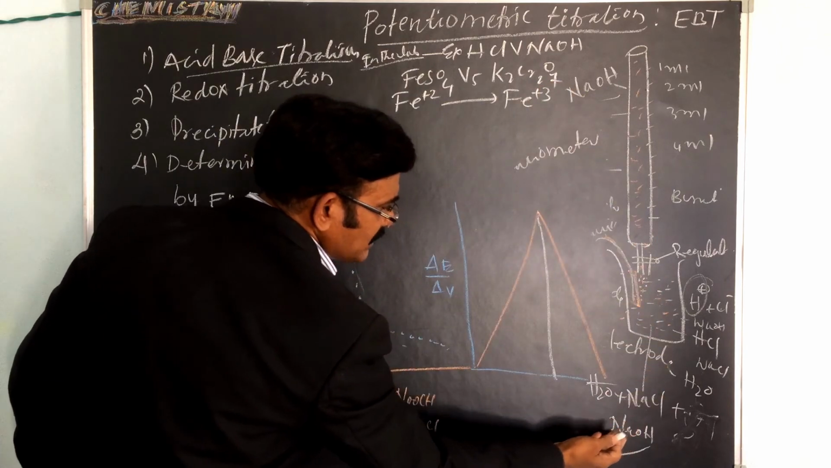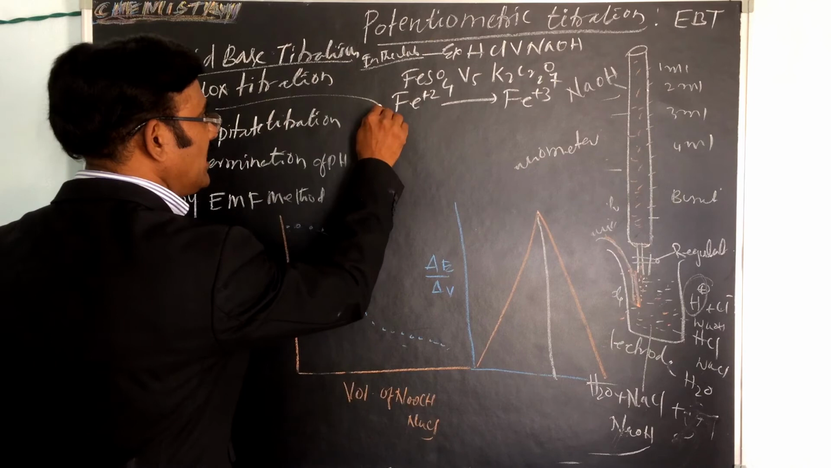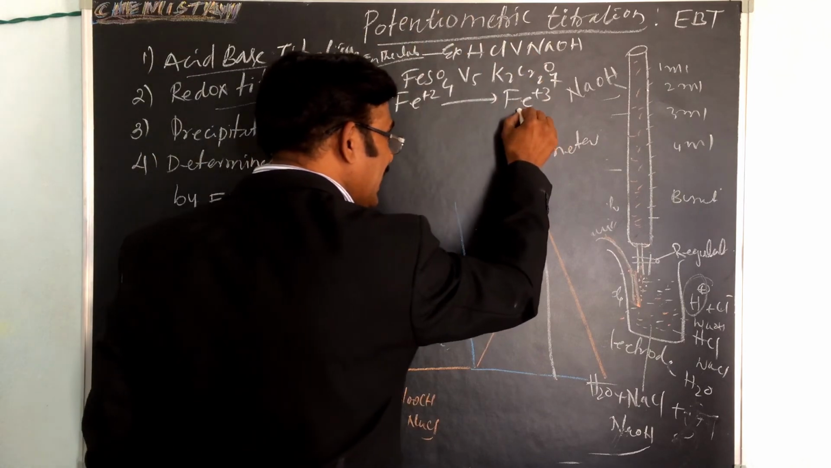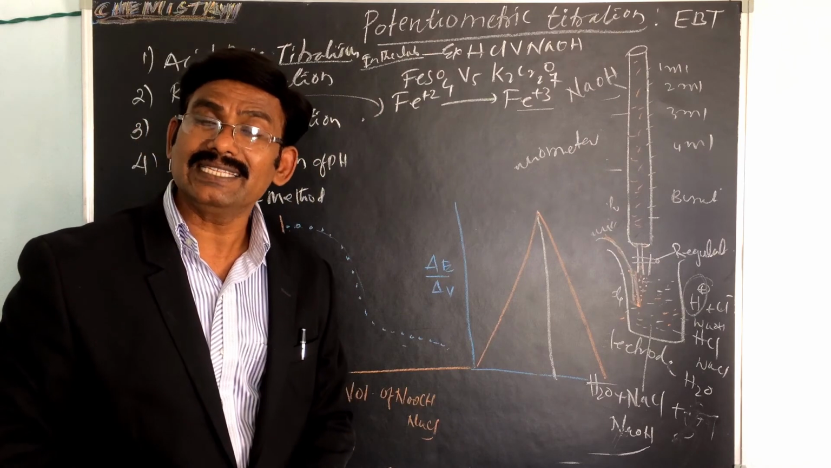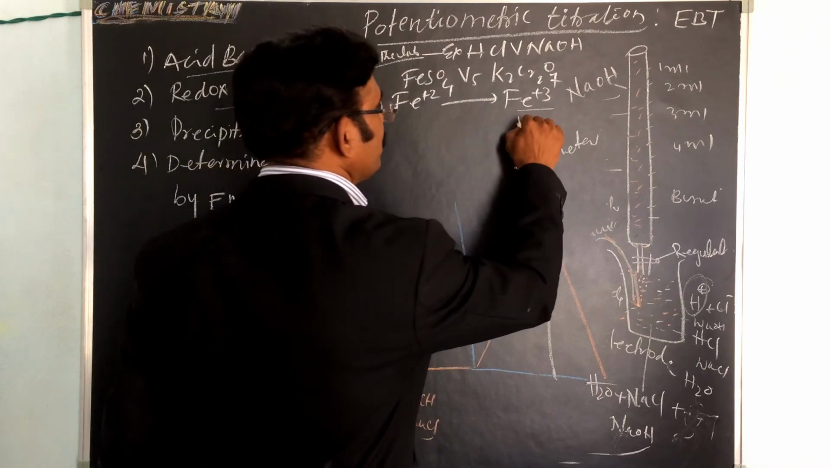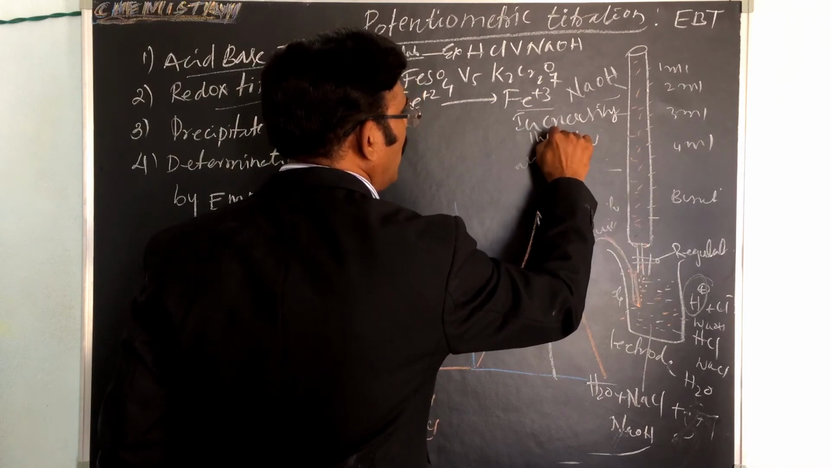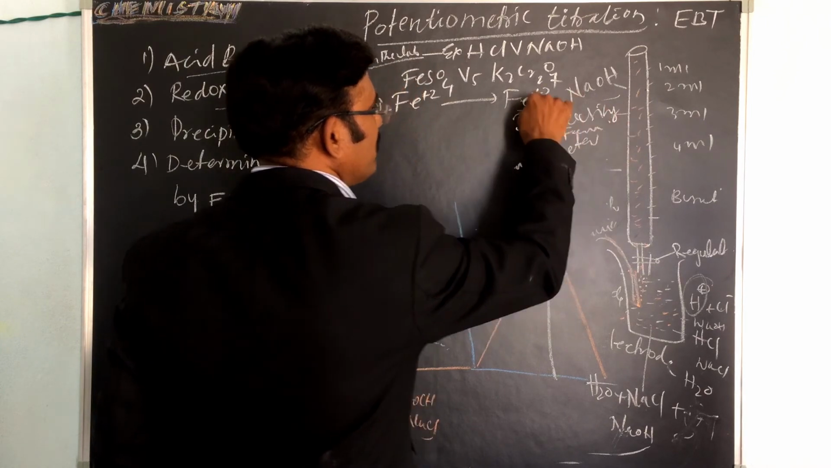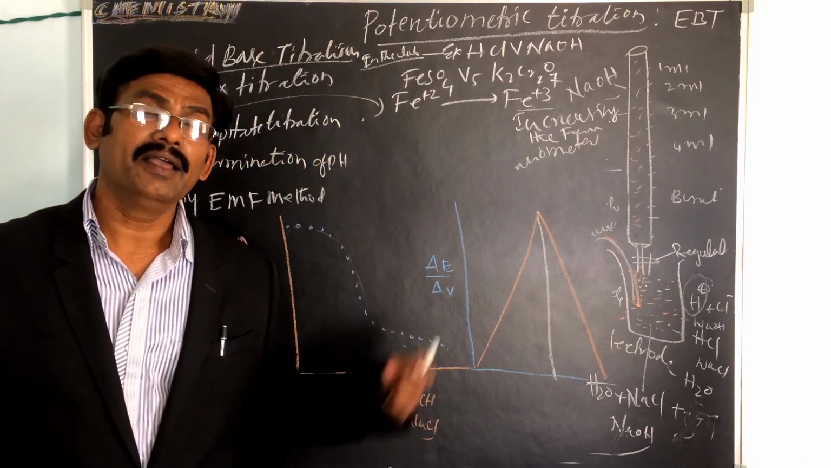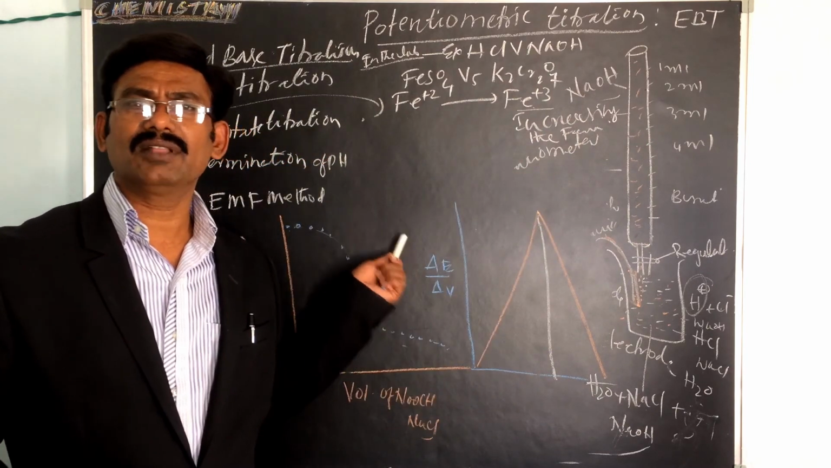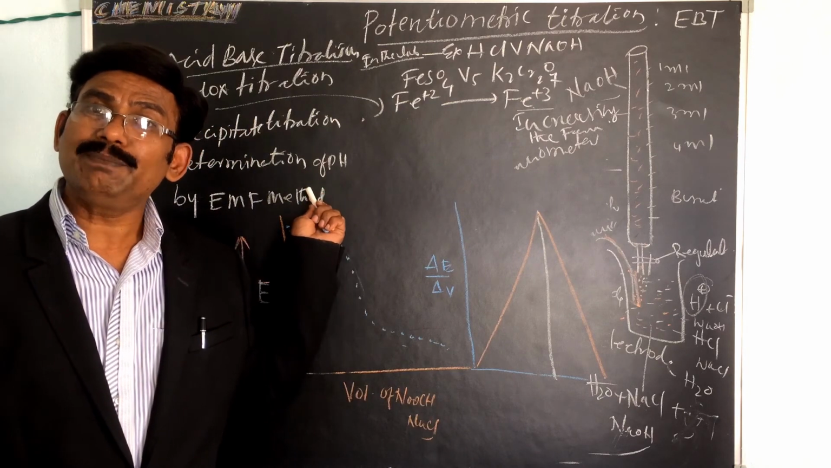Here the H plus ions were decreasing in the HCl titration. In this redox titration, what happened? The ferric ions are increasing, ferrous and ferric ions. So this is the example, and everything is the same; the graph will form. Okay.